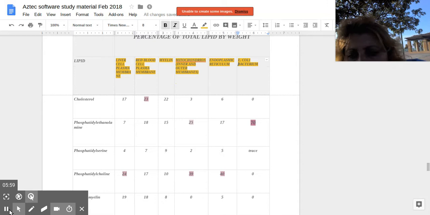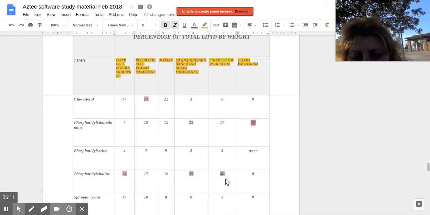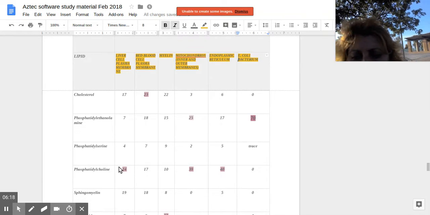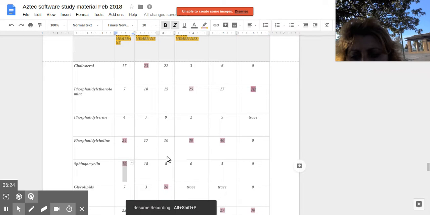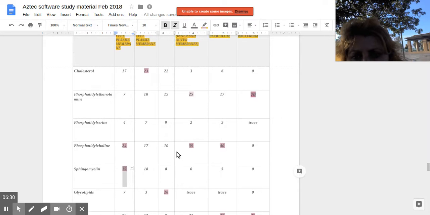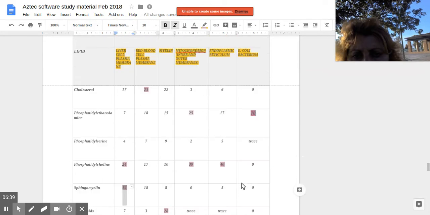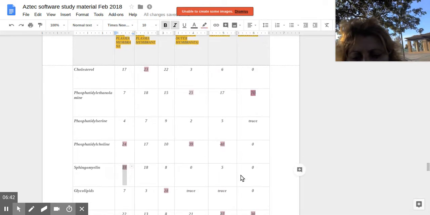Phosphatidylethanolamine is another kind of lipid, highest in content in bacterium. Phosphatidylserine, highest in myelin. Phosphatidylcholine, highest in endoplasmic reticulum, followed by mitochondria and liver cells. Sphingomyelin is highest in liver cell plasma membranes. Glycolipids, which are lipids bound to carbohydrate, are highest in myelin, and there are other kinds of lipids. So, other than those shown, endoplasmic reticulum and bacteria.